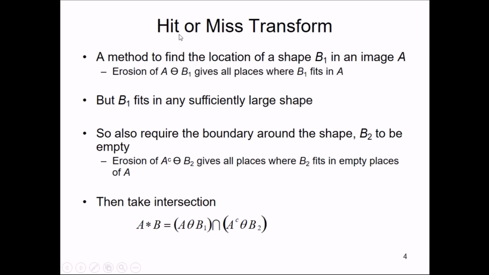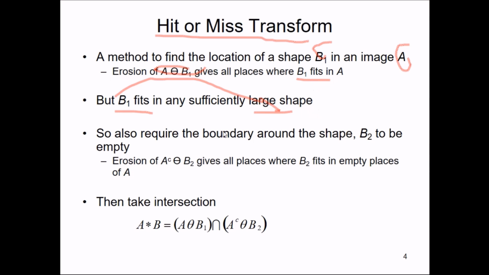Now we come to the hit or miss transform. This is a method to find the location of shape B1 in an image A. The erosion of A and B1 will give us all the places where B1 is going to fit in A. But B1 fits in any sufficiently large shape. So this will give us a false alarm also.